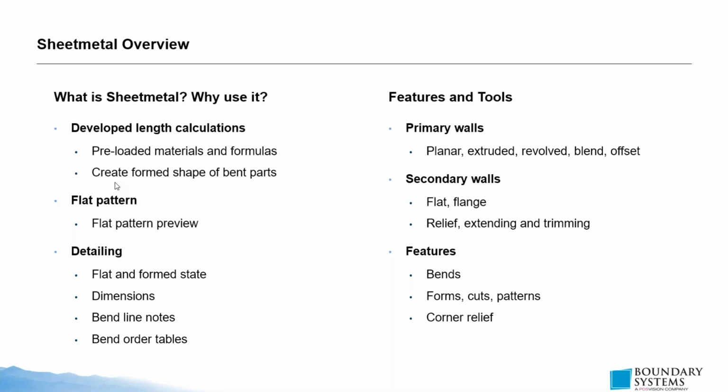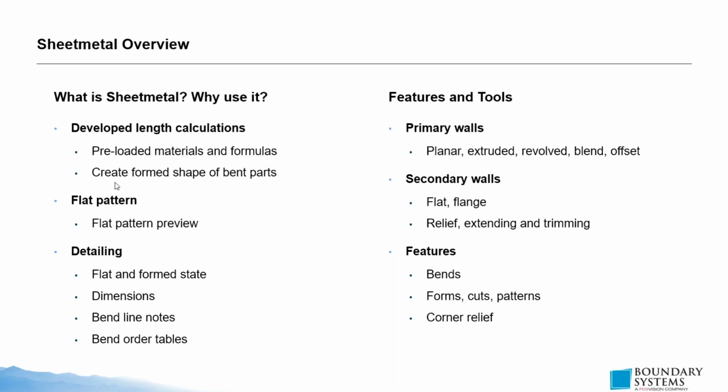So the features and tools that you'll use in sheet metal to create the models of your parts. The first is going to be a primary wall. You can make these through planar, extruded, revolved, blend, or offset methods. Essentially, those are just ways to determine the shape of the initial sheet metal plane that you're going to be working with. From there, you can make secondary walls that essentially come off from that primary wall.